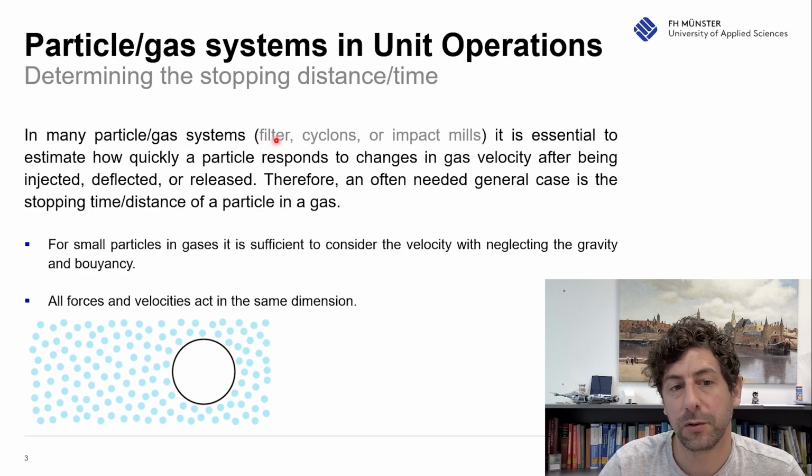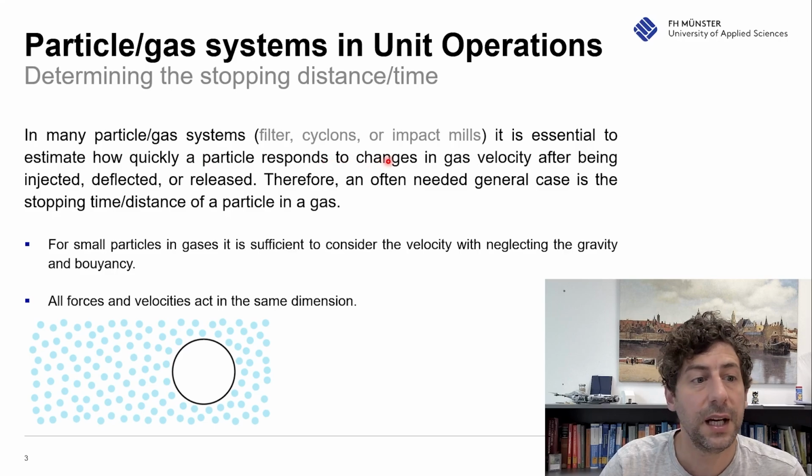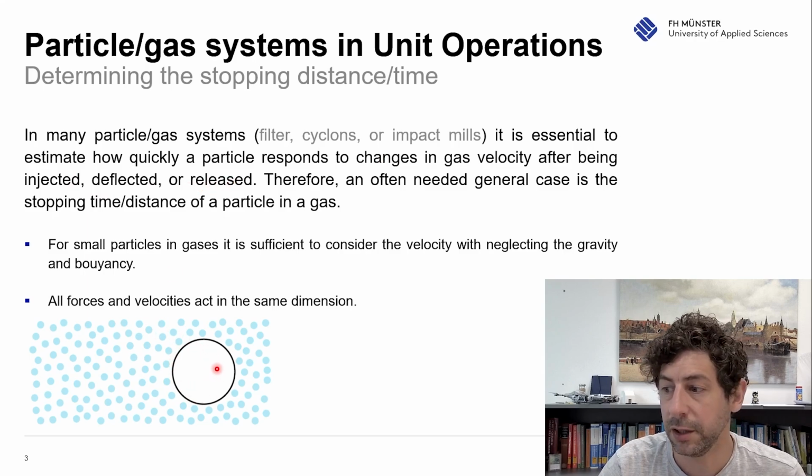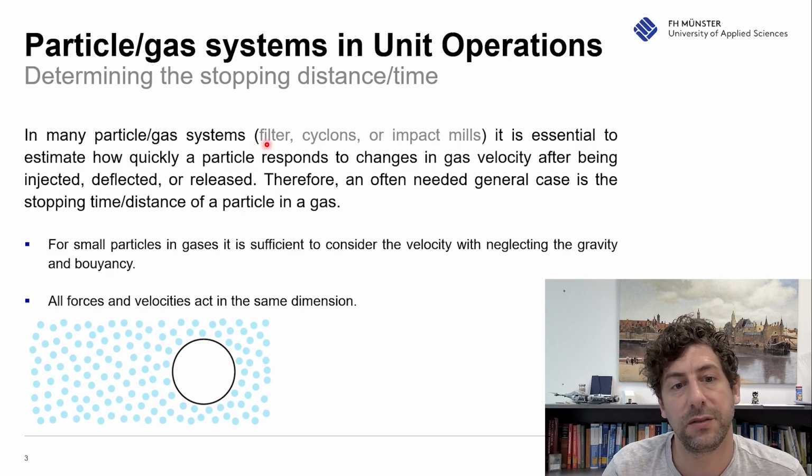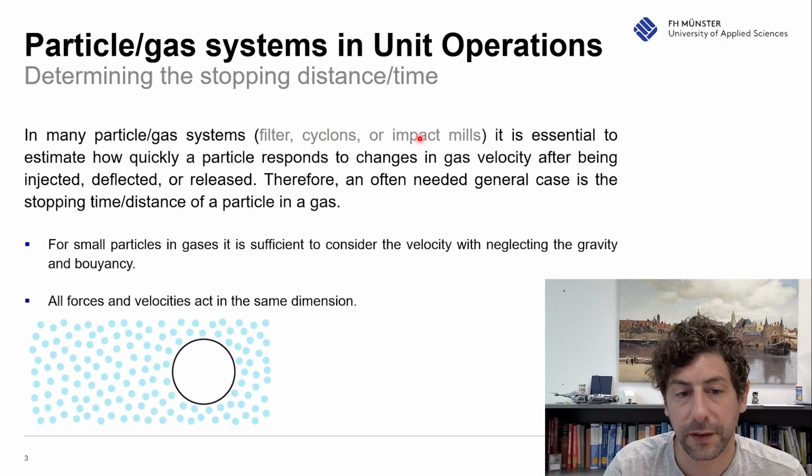So in many particle gas systems, so not only fluid, but now we specify to a gas, it could be a filter, a cyclone, or mills, especially impact mills for particle crushing. And in these systems, it is essential to estimate how quickly a particle responds to the change in gas velocity after being injected, deflected, or released. So if we have a particle surrounded by a gas, the question how fast this particle will stop or adjust to a new velocity is essential in unit operations such as filters, cyclones, or mills.